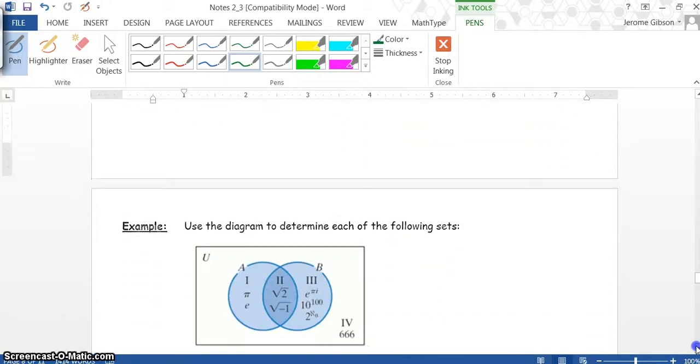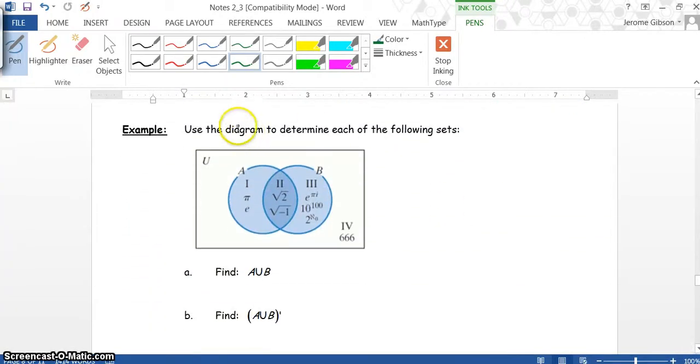Now, we scroll to our next example. It says use a diagram to determine each of the following sets. Now, we have find A union B. If we look here, A union B will be all of these elements here. So we will write that out.